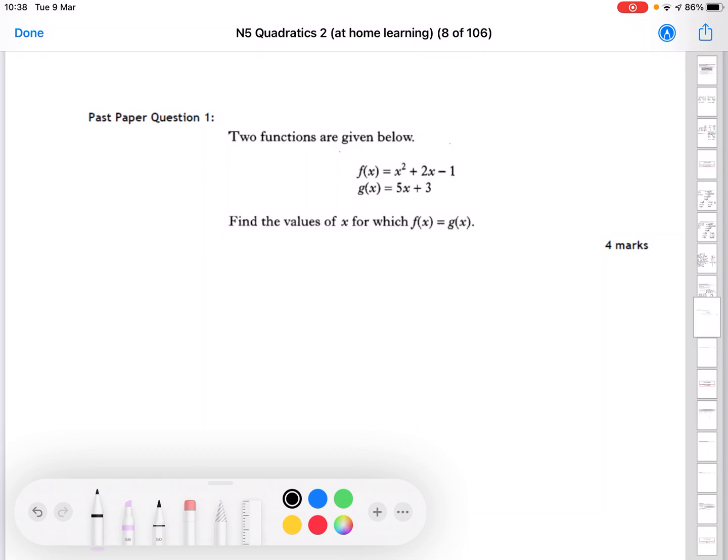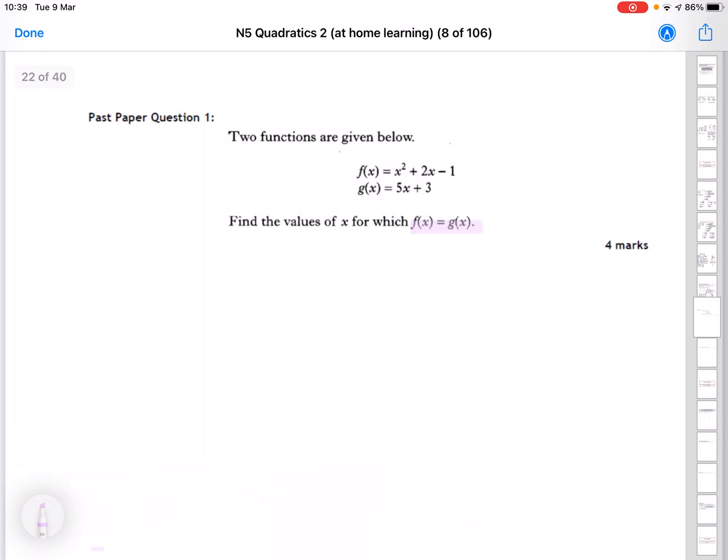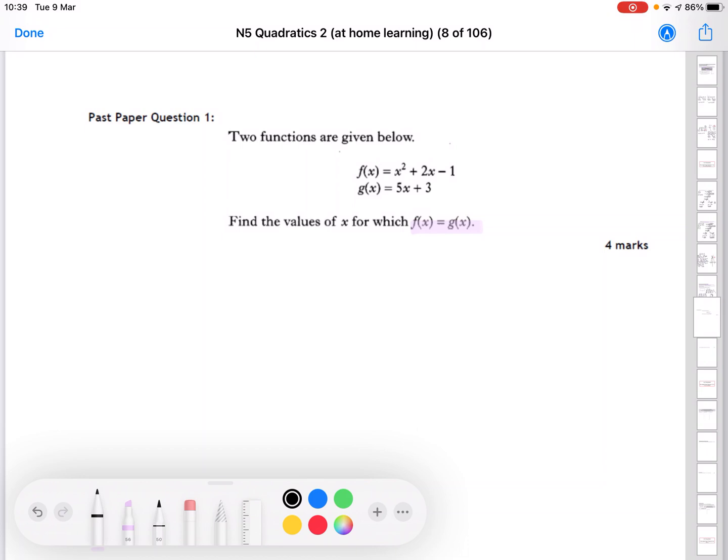So this first question here, we have 2 functions given below. We have f of x is x squared plus 2x minus 1, and we have g of x is 5x plus 3. So these are just 2 different functions that we've been given. The question is asking us to find the values of x for which f of x is equal to g of x. So this is 4 marks here, and it's actually a very simple, very easy 4 marks to get. So you're told that f of x is equal to g of x for certain values of x. So what we would do is we would start off by setting those equal to each other.